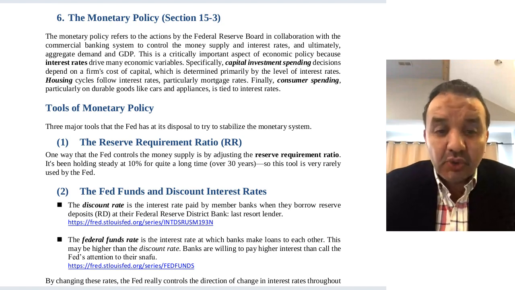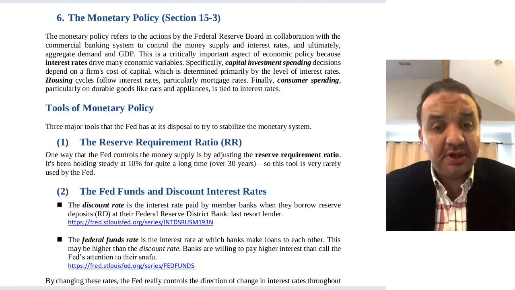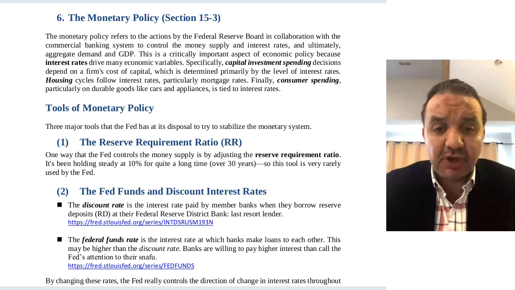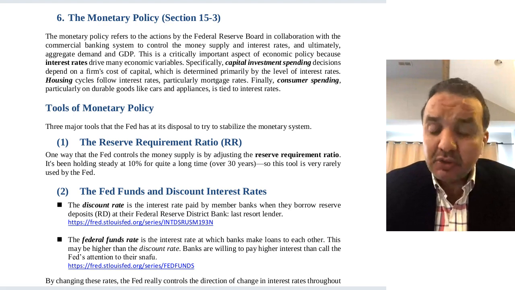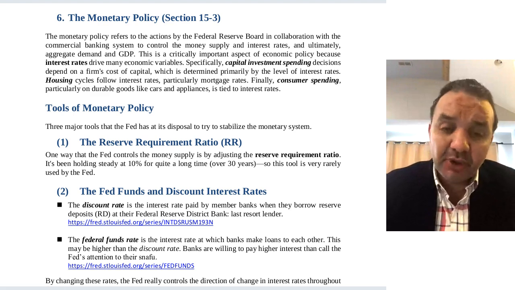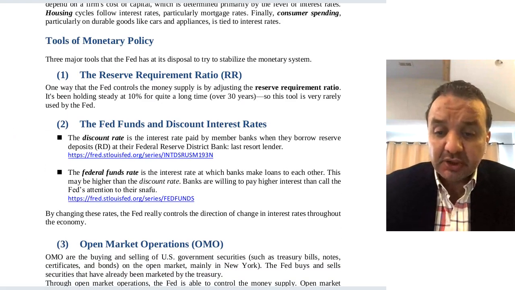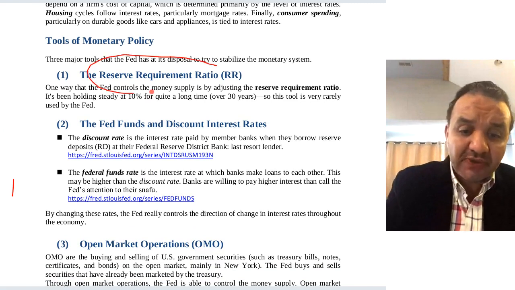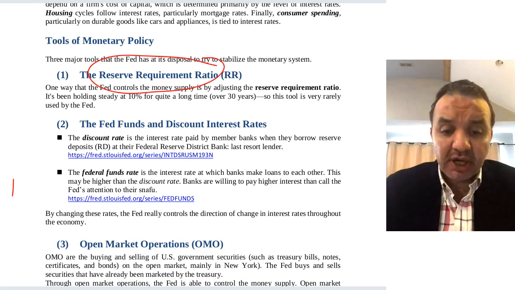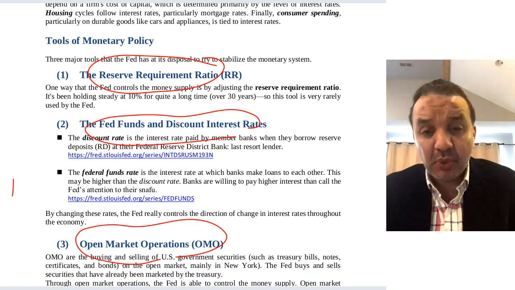What are the tools of the monetary policy? When I explained the fiscal policy, I said there are two main tools, which are government spending and taxes. Now, what are the tools of the monetary policy? For the monetary policy, we have three main tools. The first one is the minimum reserve requirement ratio, the second is the federal funds and discount interest rate, and the third is the open market operation. Let me explain each one in detail.